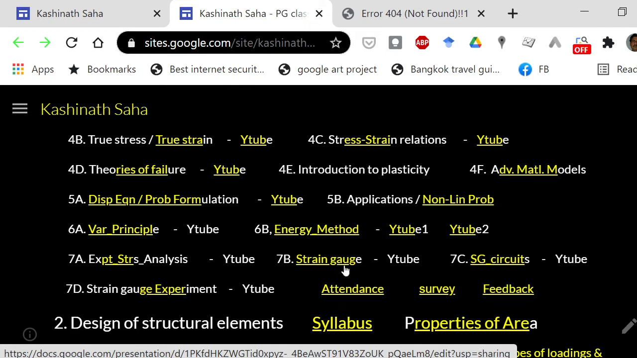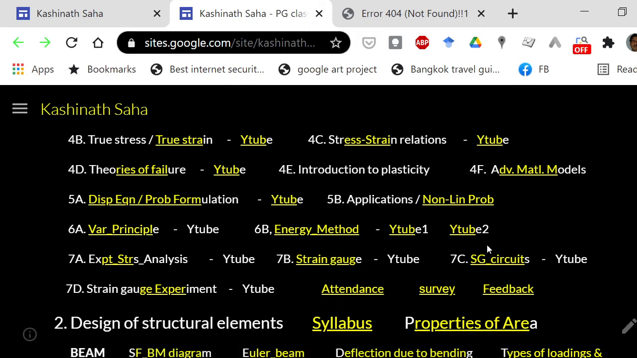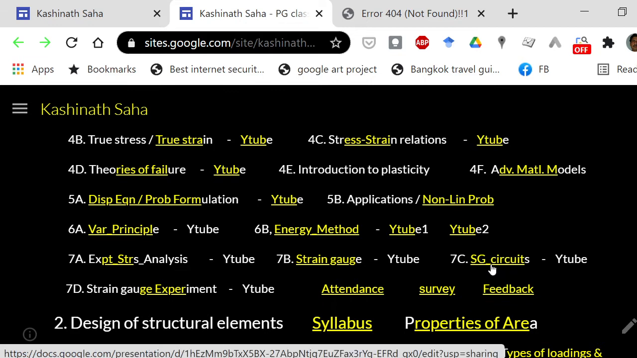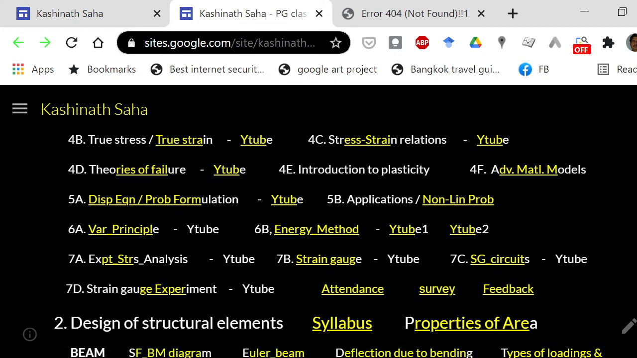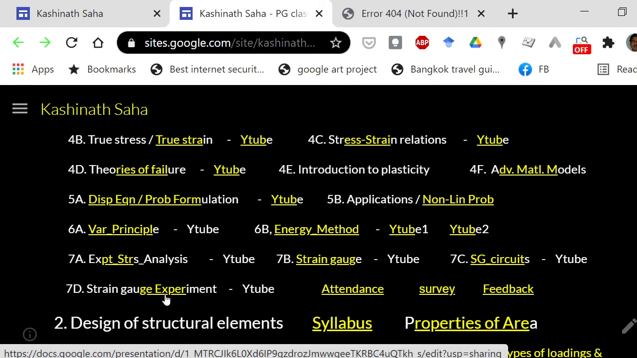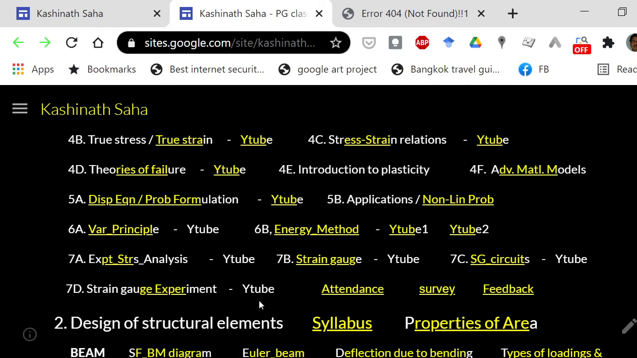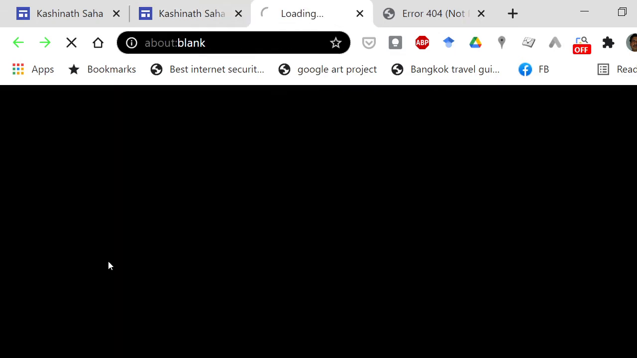And to measure strain we require a circuit, an associated circuit as the measurement unit. So, this has to be discussed as well. This we will discuss in another lecture, and finally we will demonstrate the technique through a strain gauge experiment. So, this is the content of our experimental stress analysis. Here today we are going to discuss this particular one.